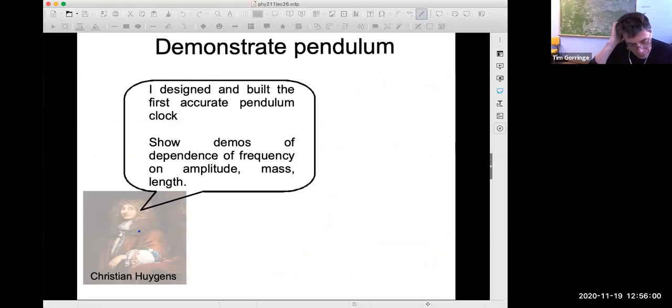Okay, I want to show you a couple of demonstrations of the pendulum and how its oscillations don't depend on amplitude, and do, for example, depend on the length of the string. A lot of this work was first done by this scientist, Christian Huygens, that I mentioned. He was the person that built the first accurate pendulum clocks. And so we're sort of repeating some of his studies as we look at these demonstrations. So I'm going to share a different screen here.